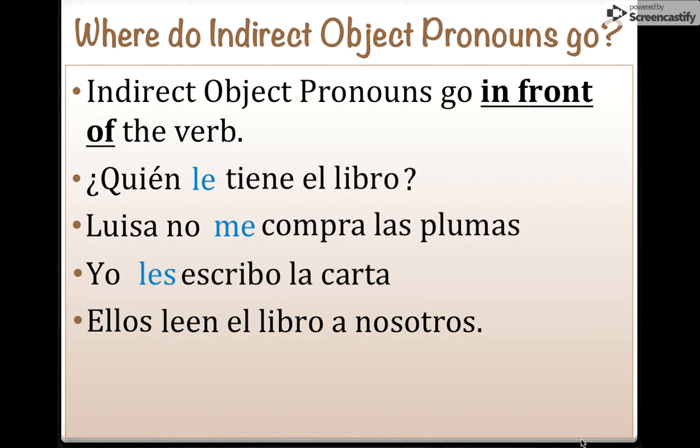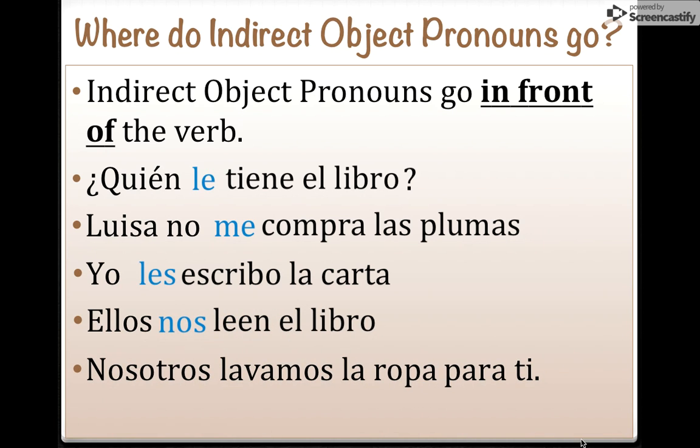Okay, the next one. Ellos leen el libro a nosotros. They read the book to us. To us is going to be your indirect, which is going to then turn into nos. Place it before the conjugated verb, and then you have ellos nos leen el libro. All right, and then the last one here, nosotros lavamos la ropa para ti. Para ti is going to be the indirect because you're saying something for someone. And it becomes te. Te will be before the conjugated verb, and then it turns into nosotros te lavamos la ropa. Voilà, and then you have it there.